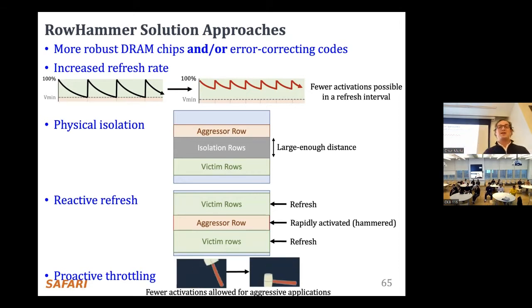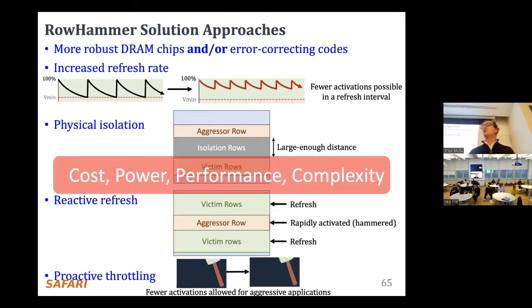Somebody's hammering this row. Increasing the refresh rate, we discussed this. Physical isolation, as was mentioned. People have examined all of these solutions. Reactive refresh is interesting. Basically, you somehow figure out which rows are being hammered a lot, either using probabilistic or deterministic approaches, either counters or sampling, and you refresh the adjacent rows, physically adjacent or vulnerable rows. And then proactive throttling means you do the same thing. You probabilistically or deterministically figure out which rows are being hammered, and then you throttle accesses to those so that you don't hammer more.